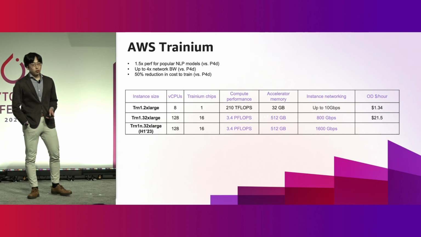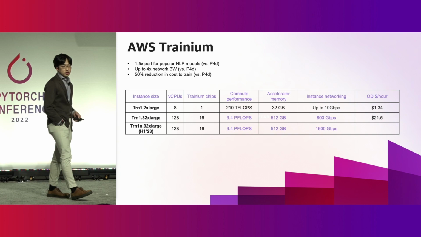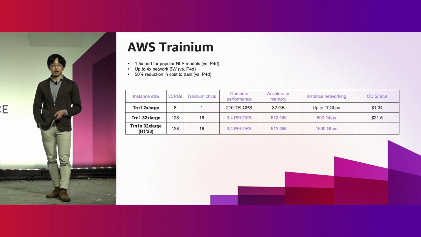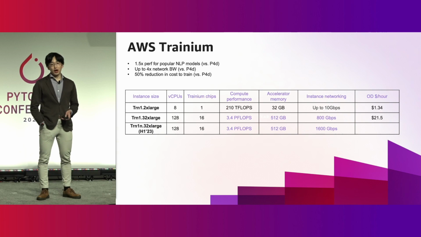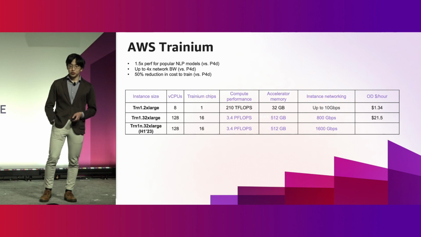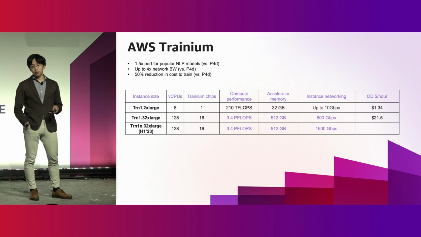So far, we have three types of instances which support Trainium. The smallest one is trn1.2xlarge, which has one Trainium chip. The largest one is trn1.32xlarge, which has 16 Trainium chips. And at this re:Invent, we have launched trn1n.32xlarge, which is essentially trn1.32xlarge but with double the instance networking capacity.